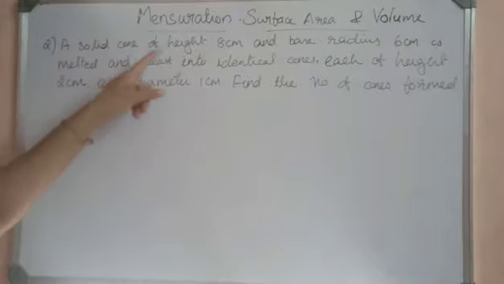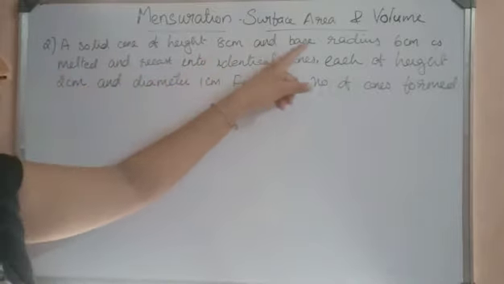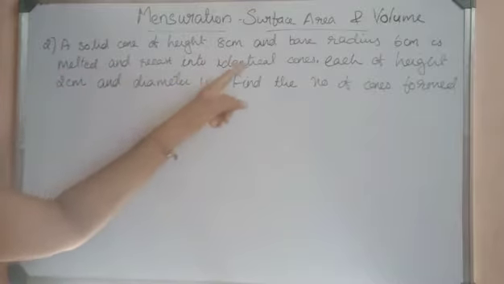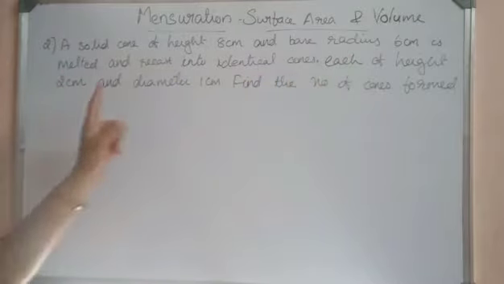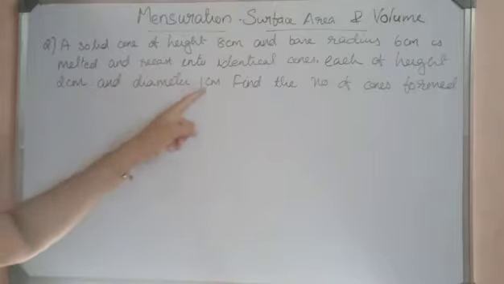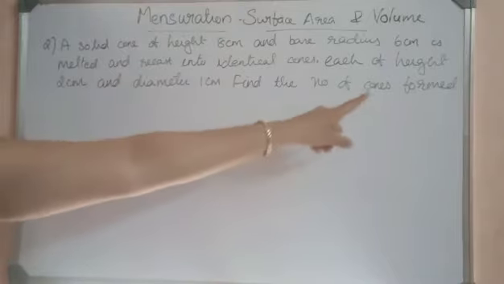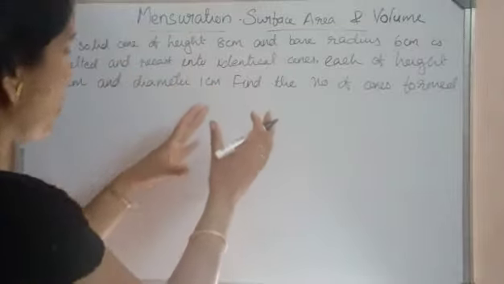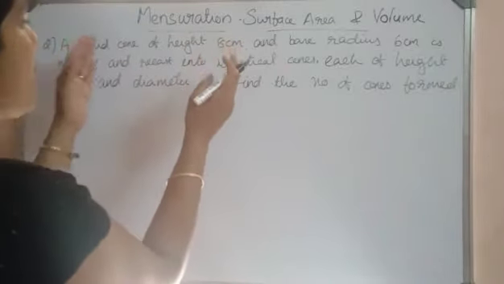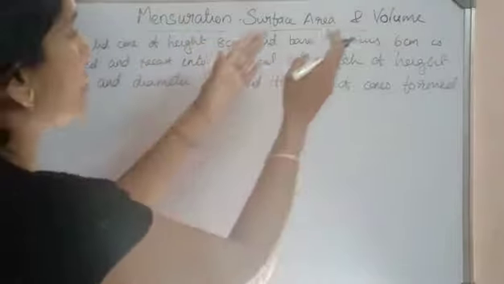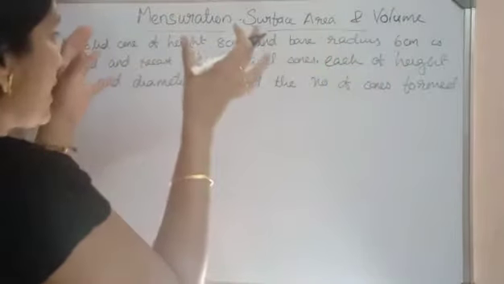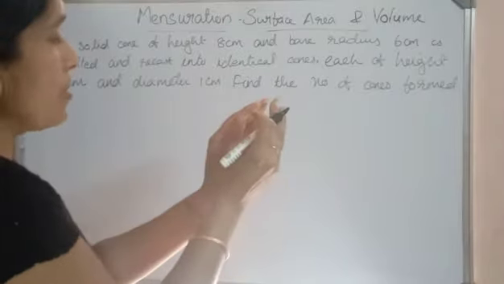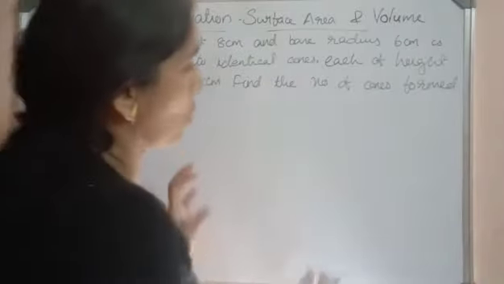A solid cone of height 8 centimeters and base radius 6 centimeters is melted and recast into identical cones, each of height 2 centimeters and diameter 1 centimeter. Find the number of cones formed. Here we have two different types of cones. The first cone has a height of 8 centimeters and radius 6 centimeters, and that cone is melted and recast to form small cones. We need to find the number of such cones formed.